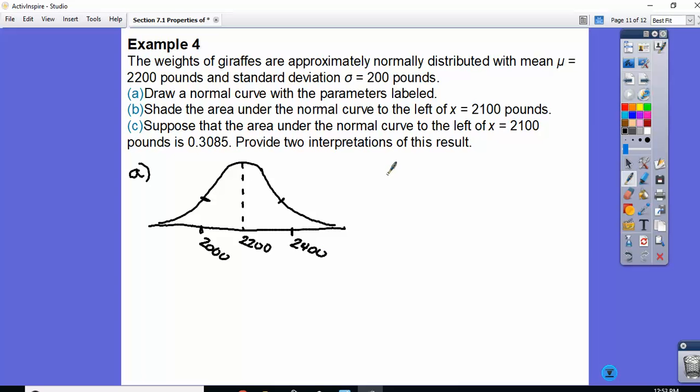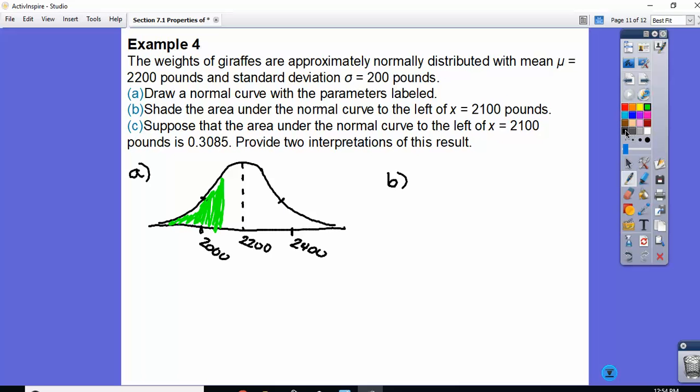Okay, part B. Shade the area under the normal curve to the left of 2,100 pounds. So 2,100 would fall right in here, halfway between. And we are shading the area to the left of that. Now in the next section we'll talk more about how to find those probabilities. We could use the empirical rule to find it. But we're not going to right now. We're going to save that for tomorrow.